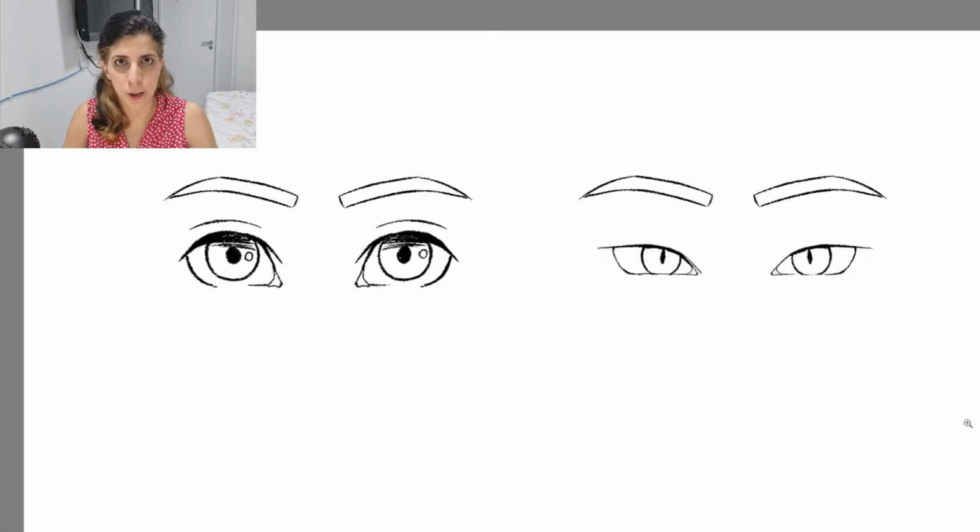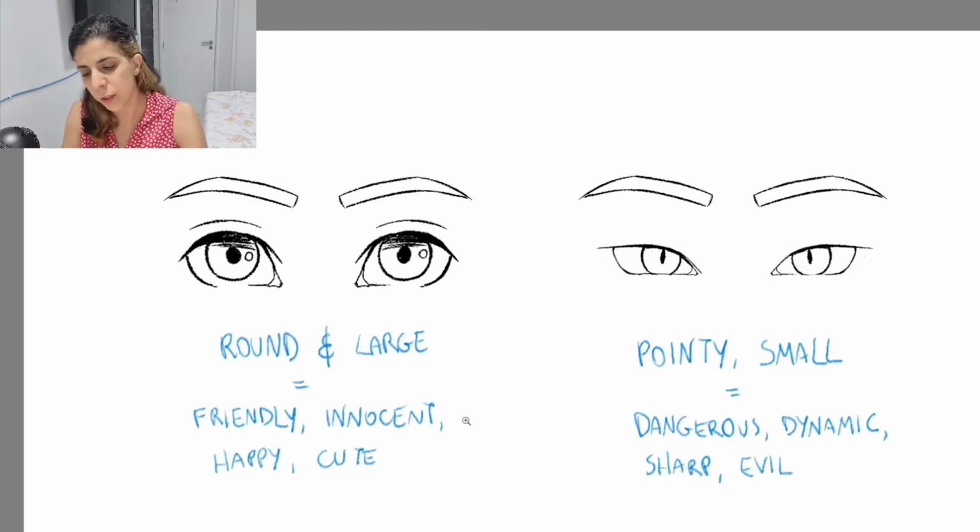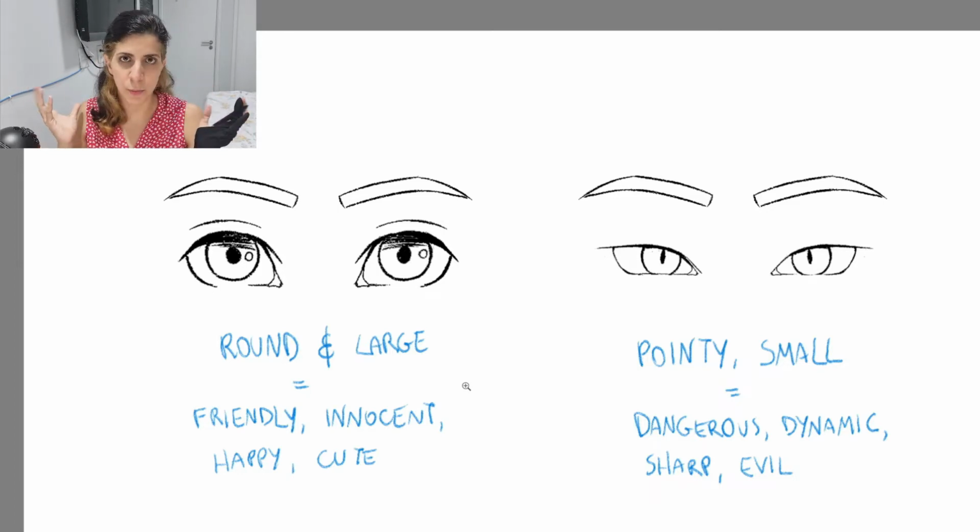When it comes to shape language, think for just 2 seconds. What do you think when you look at these eyes here? Probably the first one read as friendly, innocent, happy, and cute, and that's because those are ideas we associate with roundness and when something is large as well. And the one on the right would probably read as dangerous, dynamic, sharp, or maybe even evil, although that's not necessarily the idea you might have had.